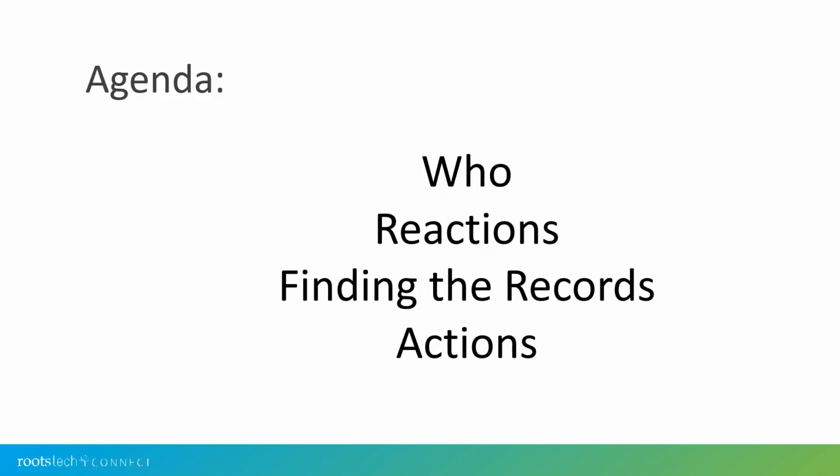So here's our agenda for today. First, we're going to talk about who may find these type of records that show that their ancestors owned slaves. And there we're going to talk a few minutes about the reactions, those feelings when we find these records. We'll talk about finding the records. What types of records show that our ancestors owned slaves? And then we're going to talk about the actions that we can take, the positive actions, so that we can go from reaction to action.